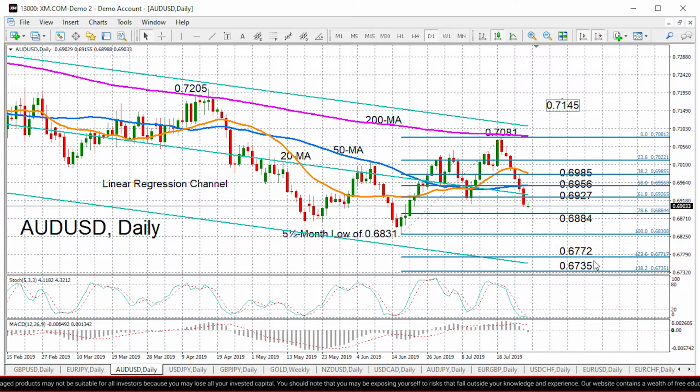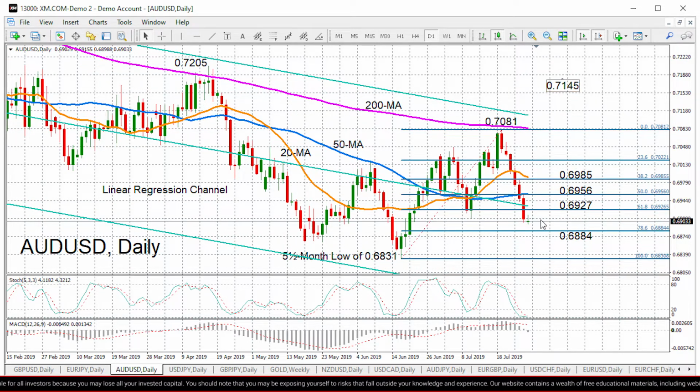0.6735. On the upside, if we were to see a near-term correction, which of course, given how oversold it's looking, is more than possible, and already we're seeing prices just about turning positive at the moment. So the first key resistance would be the 0.6927 level. That's the 61.8% Fibonacci, and then we've got the 50% Fibonacci at 0.6956. If prices were to reclaim the 50% Fibonacci, and that also happens to be where the 50-day moving average is, that would help shift the near-term picture to a more positive one.